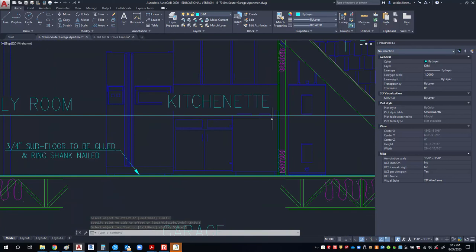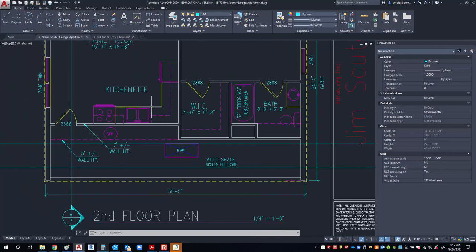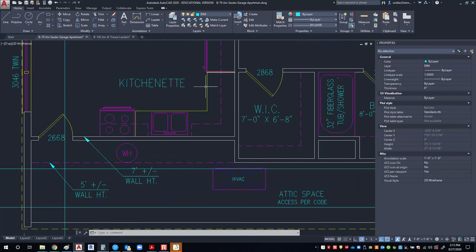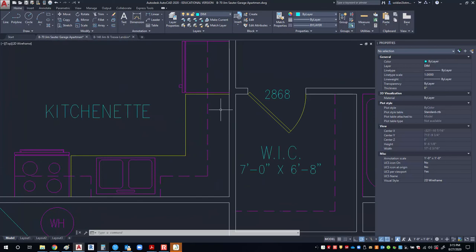I don't cut through the counter that way, so that I can go in here and show the counter. The counter is in yellow here. I've got the sink, I've got the stove. What are these dotted lines here? Anything above what your plane is going to be is a dotted line.